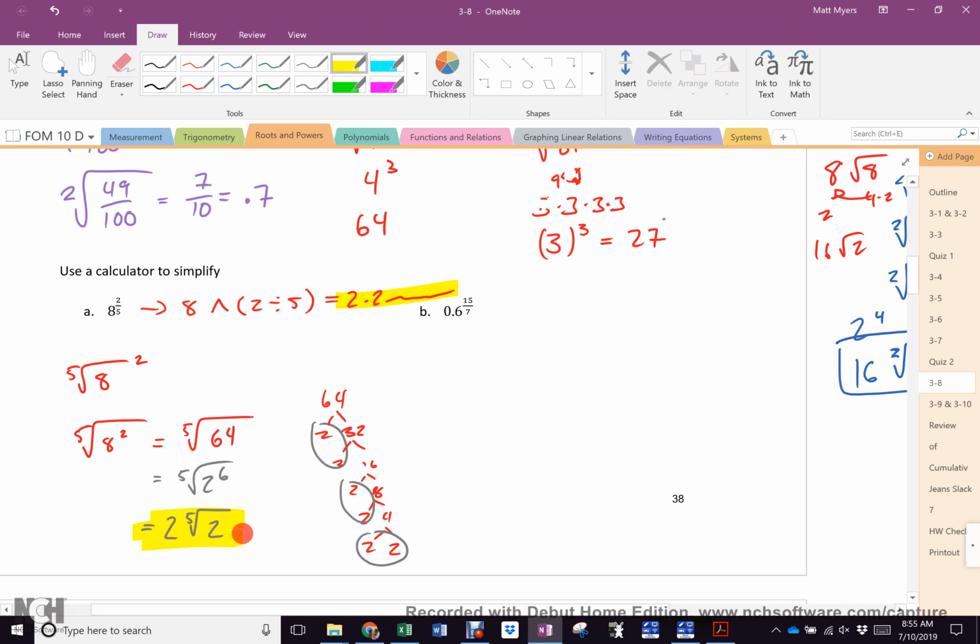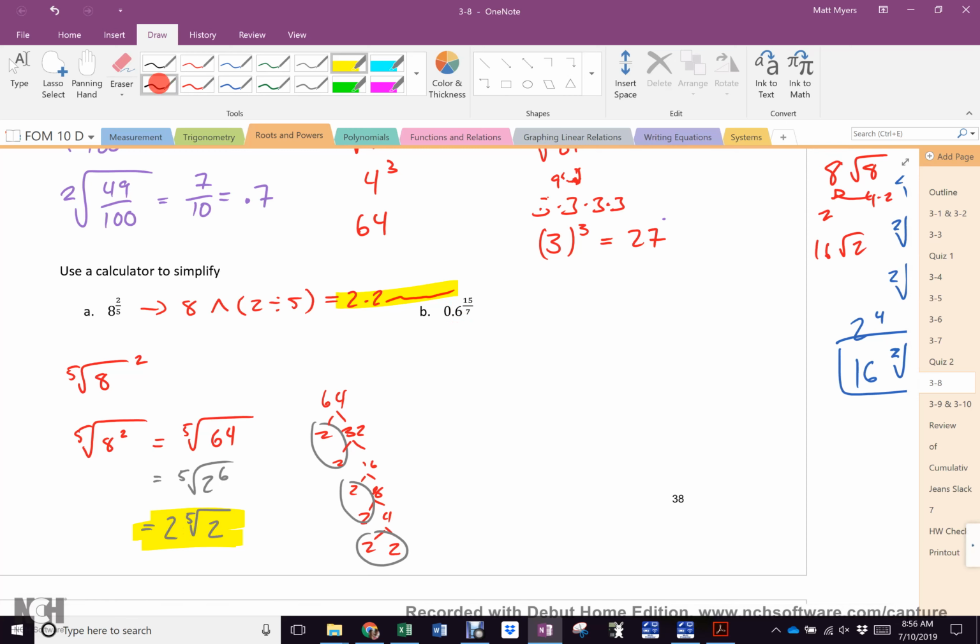Everybody understand both? Obviously, in real life, you go to your calculator because you don't go to Home Depot and say, I need 2 times the 5th root of 2 meters of fencing. Do you? No, you'd say, I need 2.25 meters of fence or whatever. Everybody understand? So let's look at this one.